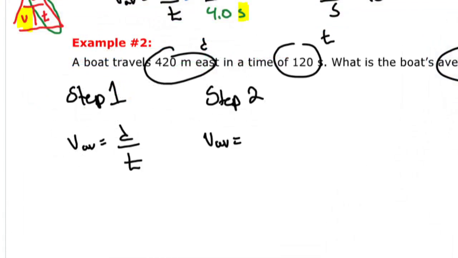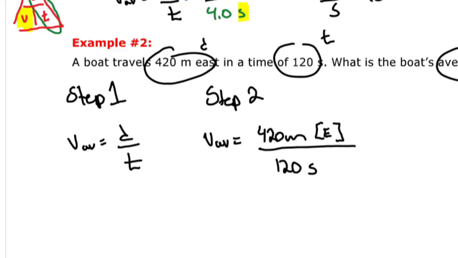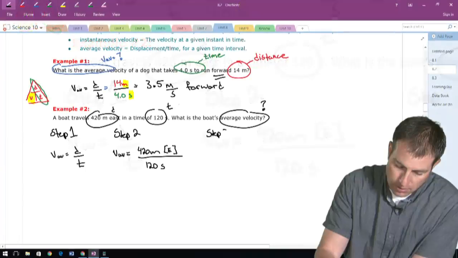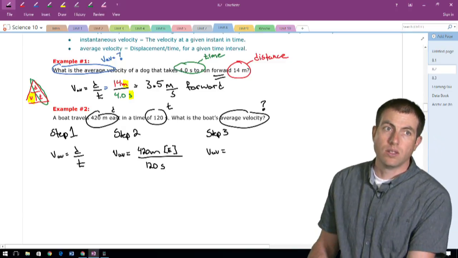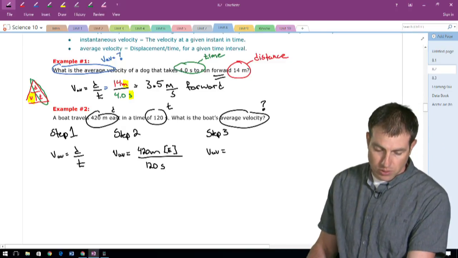So the average velocity is going to be the distance I traveled, 420 meters east, in the time of 120 seconds. And step 3 would be to write down your answer with appropriate units.